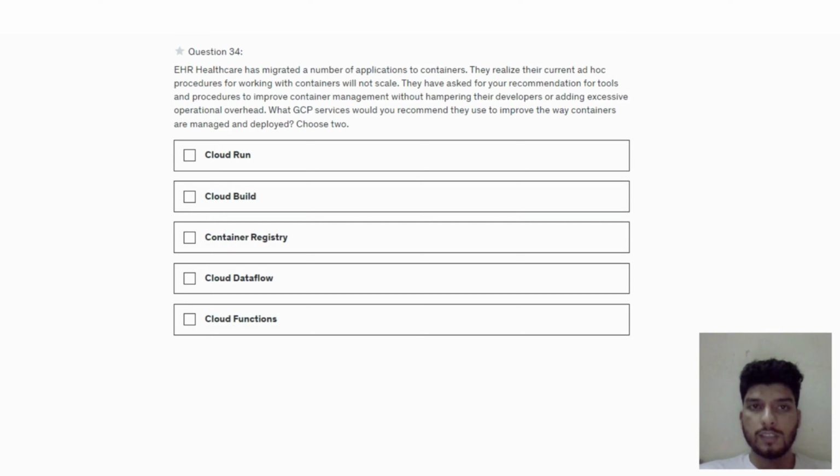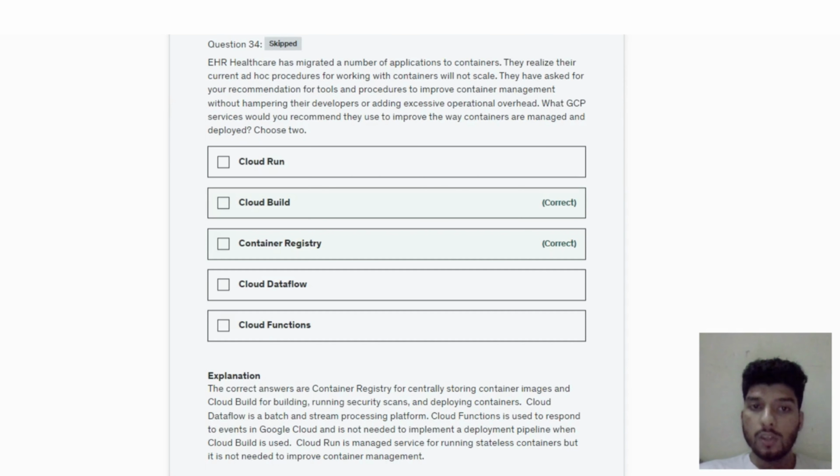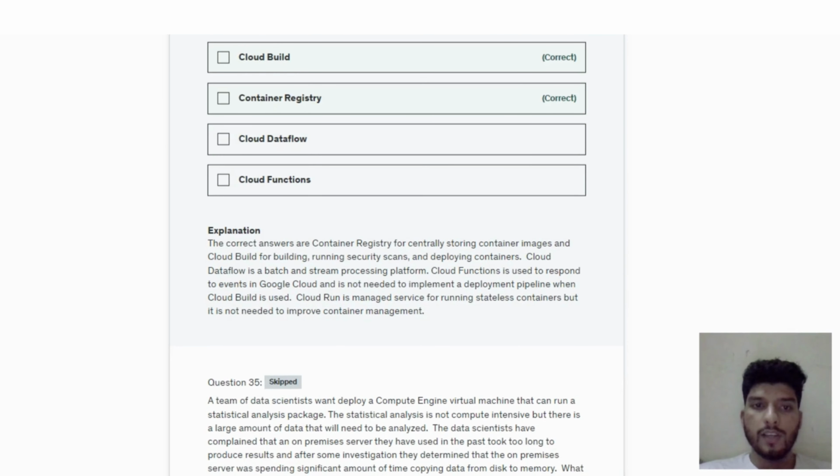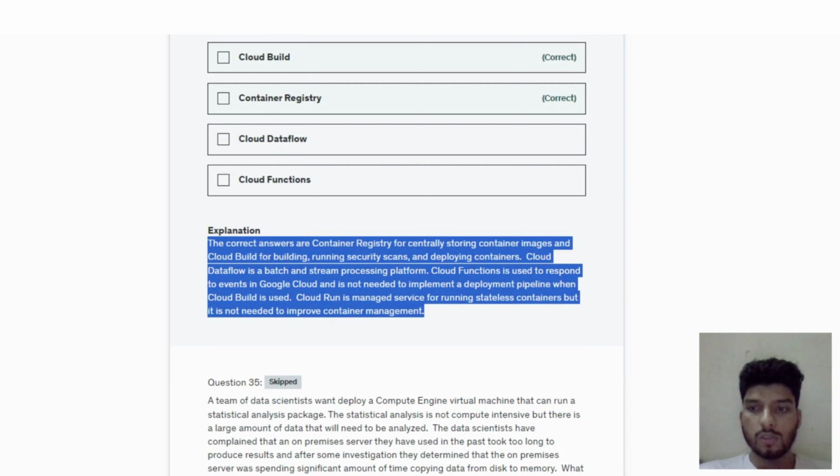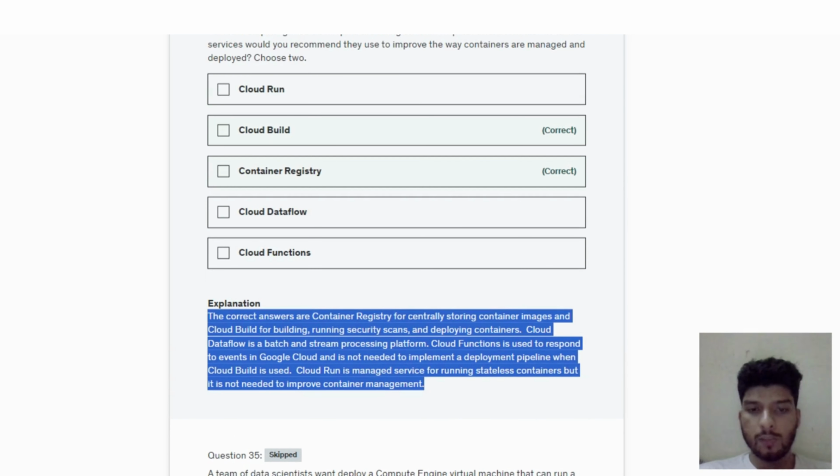And the right answer of question number 34 is option B and option C, Cloud Build and Container Registry. Here is the explanation, so you can get a better understanding of the correct answer. Perfect. And moving ahead to question number 35.